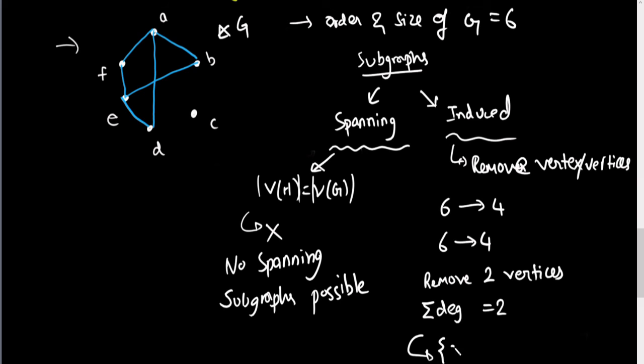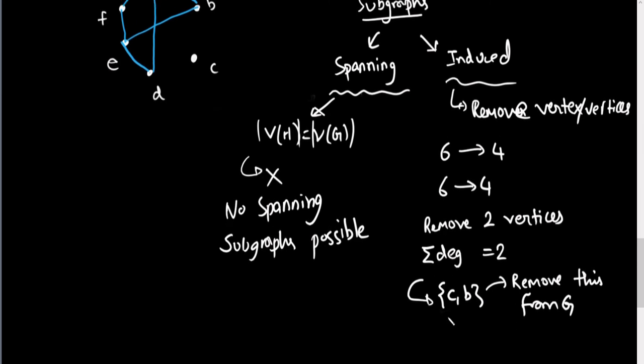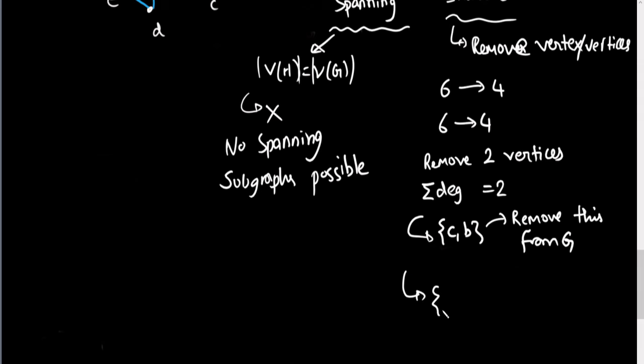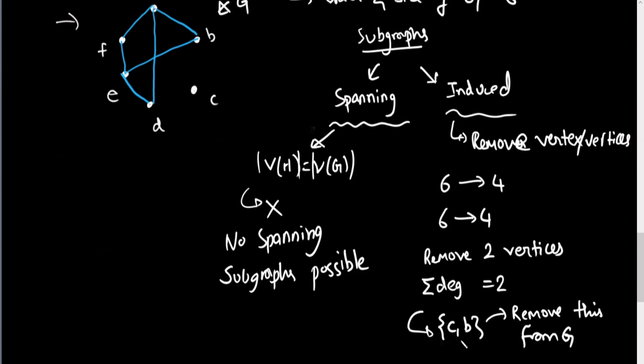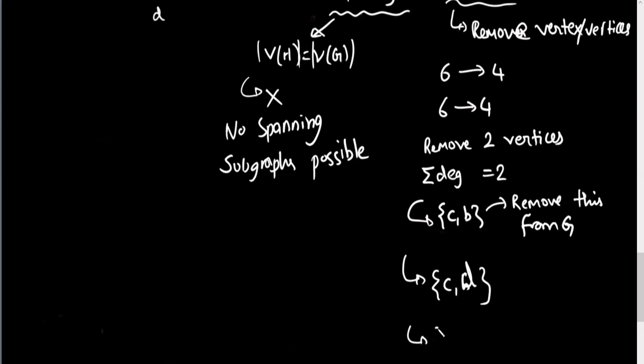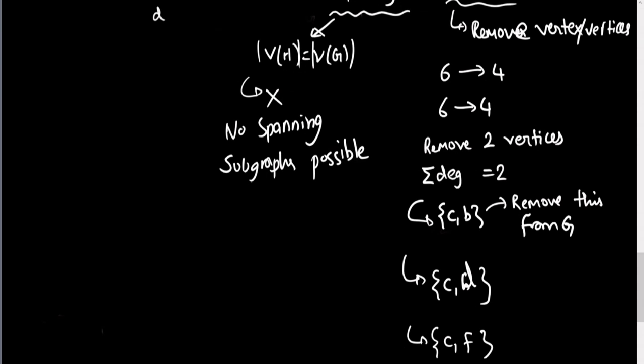So listing down all the possible combinations for this, we have say C and B. So if you remove vertex C and remove vertex B from G, you have your one subgraph that satisfies our conditions. A second possible combination would be with the vertex C and vertex D. So removing this would also satisfy your conditions. And your third possible combination is your vertex C and your vertex F. So as we see here, we have now 3 possible induced subgraphs, right? And that's all.